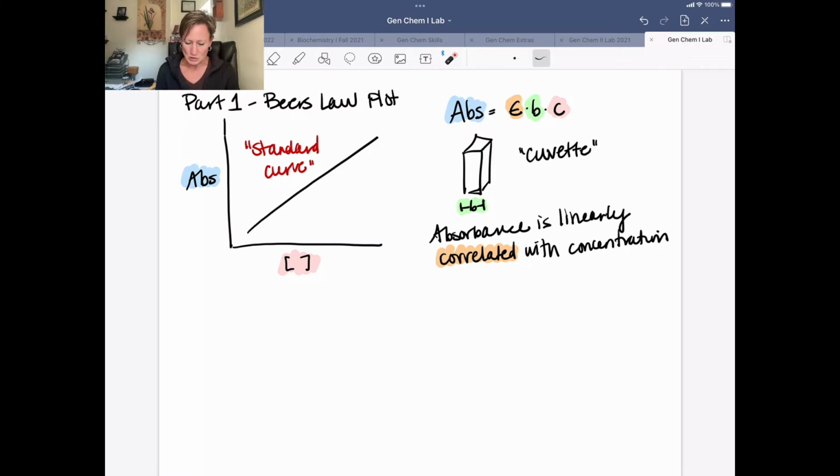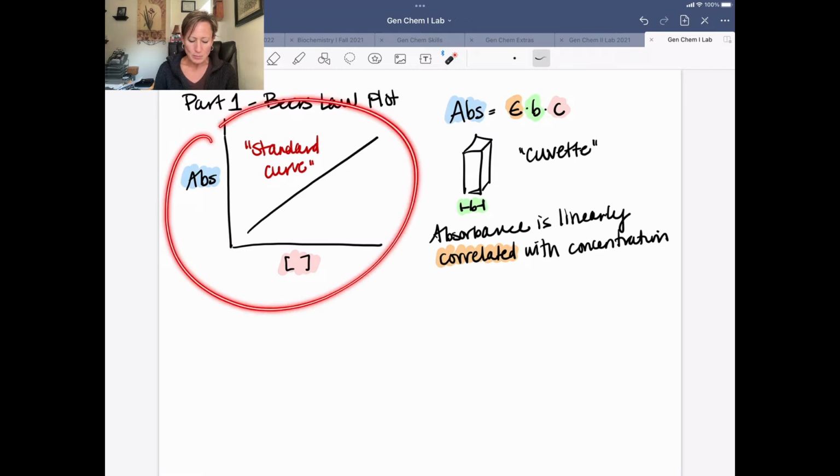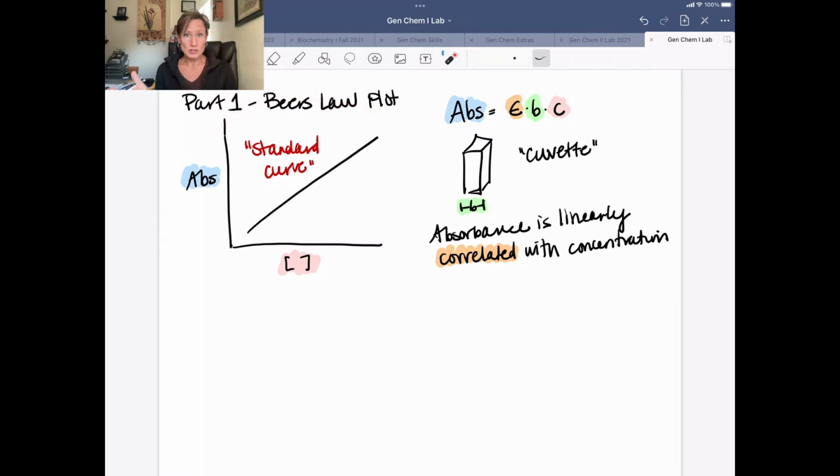So this is Beer's law. Beer's law is this equation, and it tells us that the absorbance is directly proportional to concentration. If we increase concentration, we increase absorbance. And we can see that if we plot absorbance versus concentration. Okay, so we get a straight line here. It's linearly correlated. The higher the concentration, the higher the absorbance.